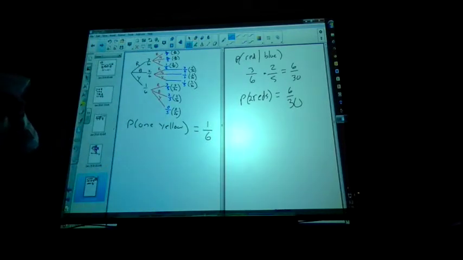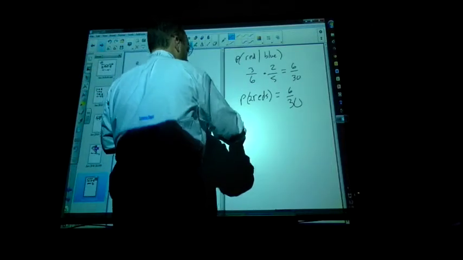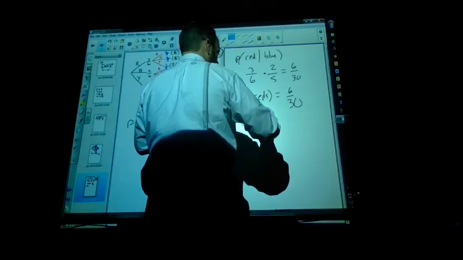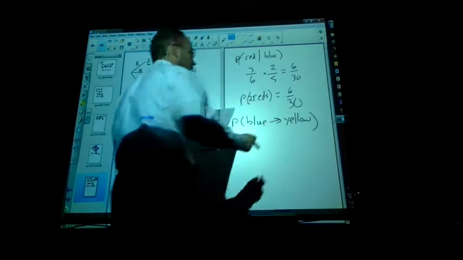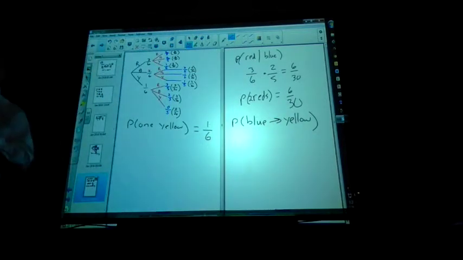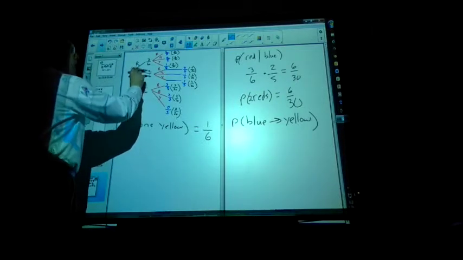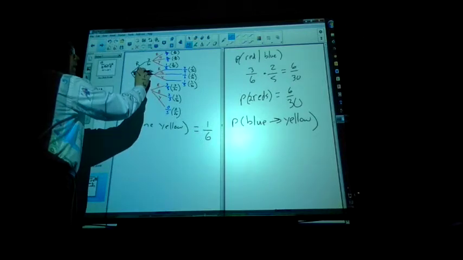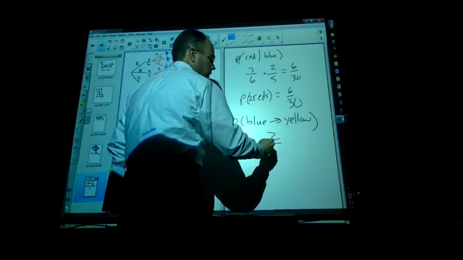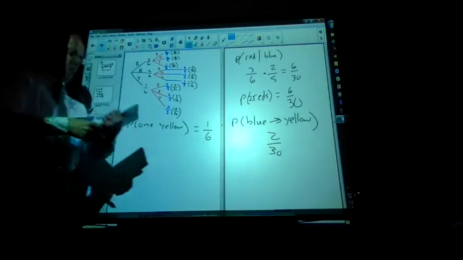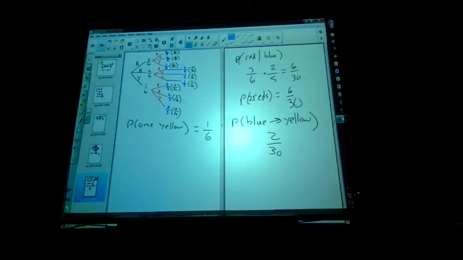Probability first blue, second yellow. Blue, then yellow. Okay, which branch am I going to choose in order? What's my first branch to choose from? The blue one, so it's the middle one. And then I want to go to yellow. Where does yellow go from here? Down. So it's a 2 out of 30. Or 1/15 if you're that person.